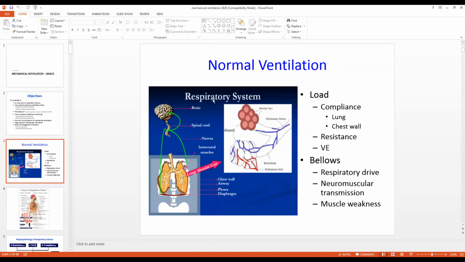How do we breathe? There's a brain. The brain sends a signal to the spinal cord, from the spinal cord to the nerves, to the chest wall, and the combination of the chest wall, the muscles, and the diaphragm obey what the brain says and contract. As they contract, they create negative pressure inside the thorax. As they do that, air goes in. Exhalation is passive, unless there's a pathology.